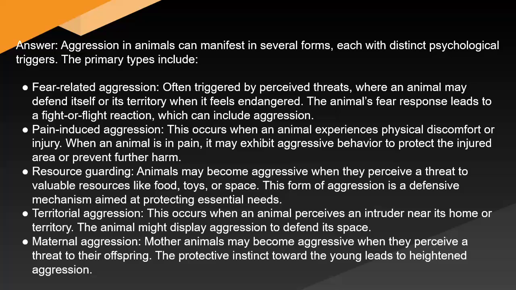Resource guarding. Animals may become aggressive when they perceive a threat to valuable resources like food, toys, or space. This form of aggression is a defensive mechanism aimed at protecting essential needs.